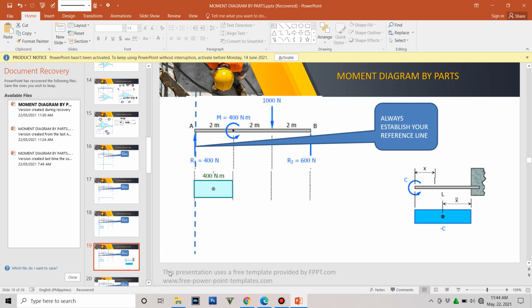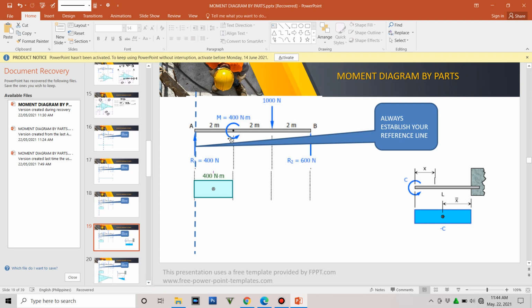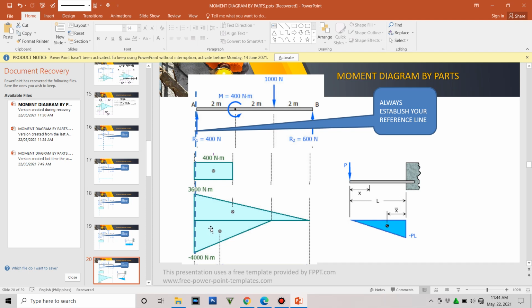So next, we have also this concentrated load. Ito, going downwards hanggang dito. So yung pinakamataas niya nandito. So that is 1,000 times 4. That is equivalent to negative 4,000. Ito yun. Okay, negative 4,000 para dyan sa 1,000. At yung 600 dito, positive 600 times 6. That is 3,600.